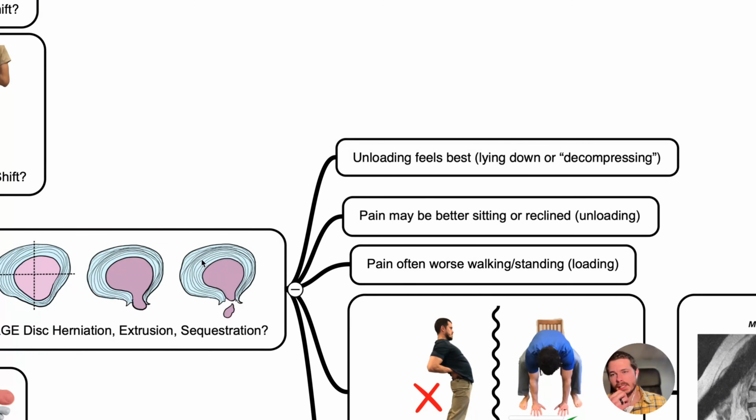And in these cases, if these are the cause of the pain, numbness, and tingling in the one leg, then oftentimes unloading feels best. Lying down or decompressing, getting off your feet. Pain may actually be better while sitting or reclined. And you say, whoa, Charlie, there's no way I have a disc problem. I was told that disc problems hurt when you bend, lift, and twist. Well, I kind of just mentioned that, but I said not always. With these types of disc herniations or disc issues, you'll often see that sitting or being reclined actually feels better because it unloads the tissues that are irritated in the spine. Pain is often worse while walking and standing, loading the spine.